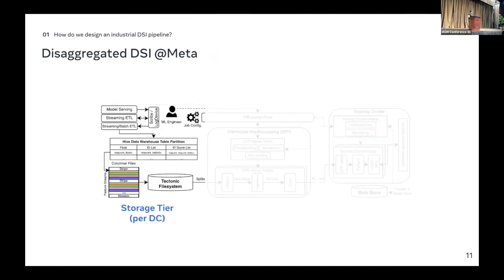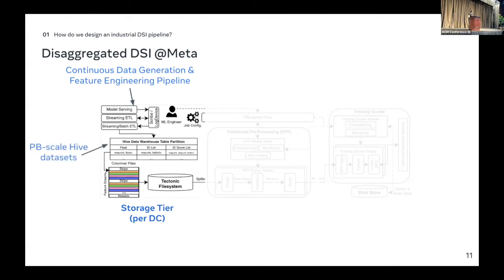So there's 3 main components. The first one is the storage tier, and we have one of these per data center. The storage tier first consists of a continuous data generation pipeline. So these are your streaming and batch ETL jobs like Spark that take raw event logs and then join them, pre-process them to generate structured labeled training samples. These samples are stored in Hive datasets, again, petabytes large, which are then broken up further into structured columnar files within a distributed file system that we call Tectonic.